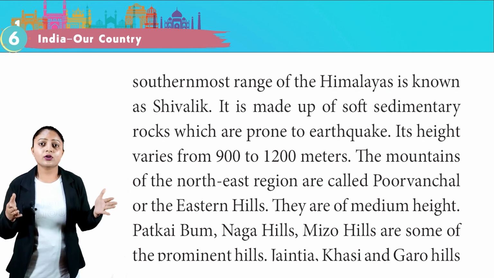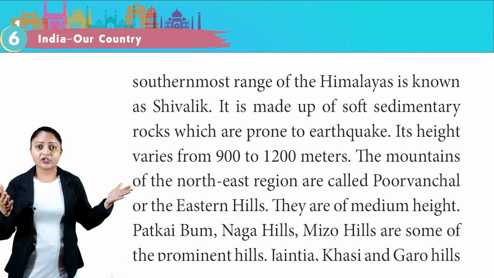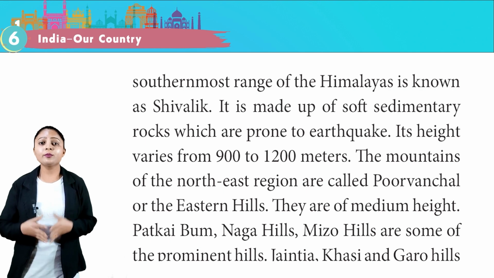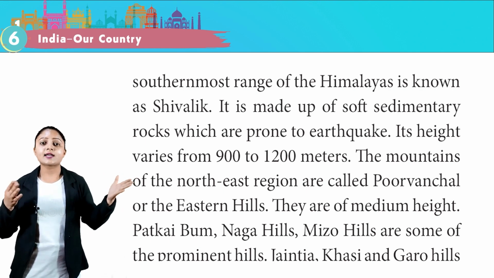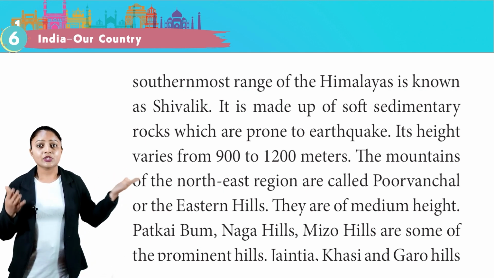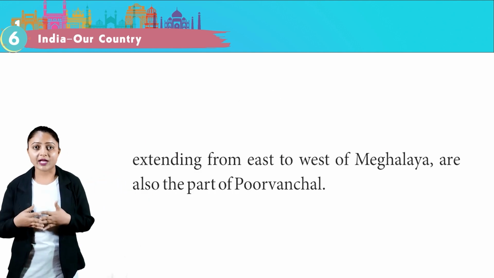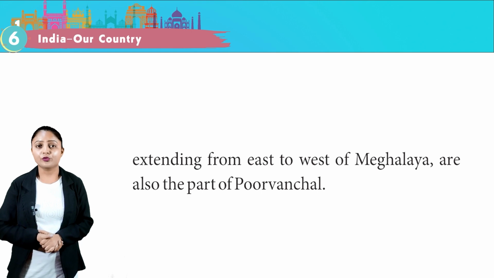The mountains of the northeast region are called Purvanchal or the Eastern Hills. They are of medium height. Patkai Bum, Naga Hills, Mizo Hills are some of the prominent hills. Jaintia, Khasi and Garo Hills extending from east to west of Meghalaya are also part of Purvanchal.